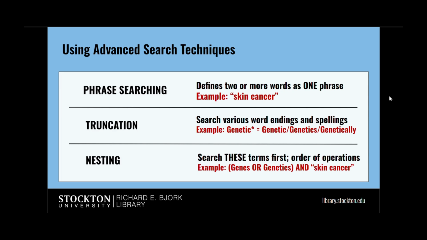Then nesting, I want you to think of your math class. Nesting you can think of as PEMDAS. Please excuse my dear Aunt Sally, right? We all learned that. It's just an order of operations. So in my example, genes or genetics and skin cancer, it's first going to search genes or genetics and then skin cancer. That's another way of broadening my search.